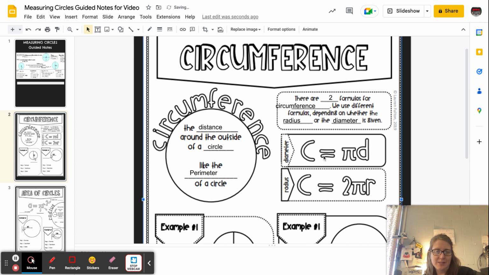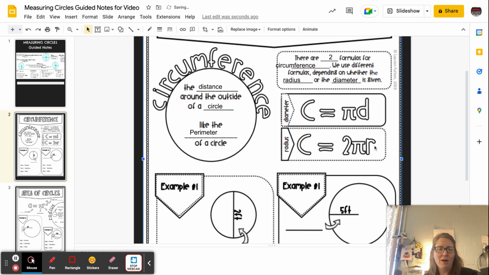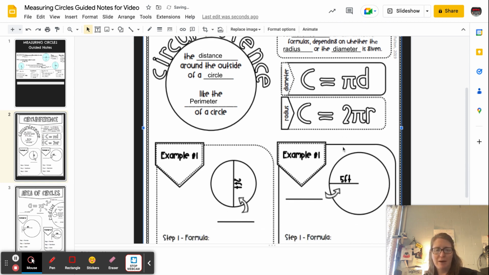C, which is circumference, equals pi times diameter, which you just saw, and we went over an example with that. Or if you know the radius, you can do 2 pi r, or you can say 2 r times pi. This is just how it's written, but it's the same thing. You're doubling the radius to get the diameter and multiplying it by pi. So that's why both of those formulas are in there. So if you're given the radius, all you have to do is double it and multiply it by pi.